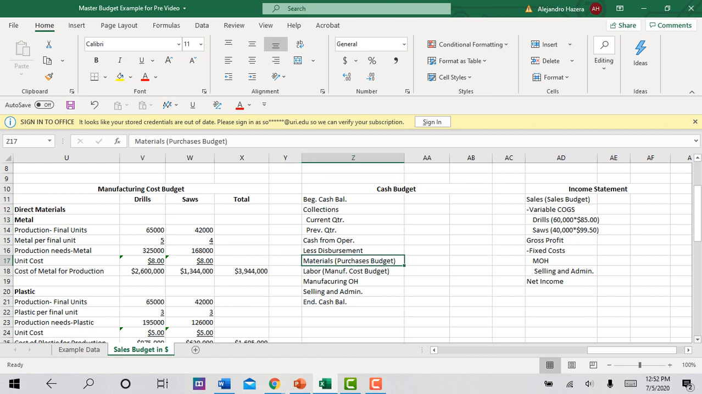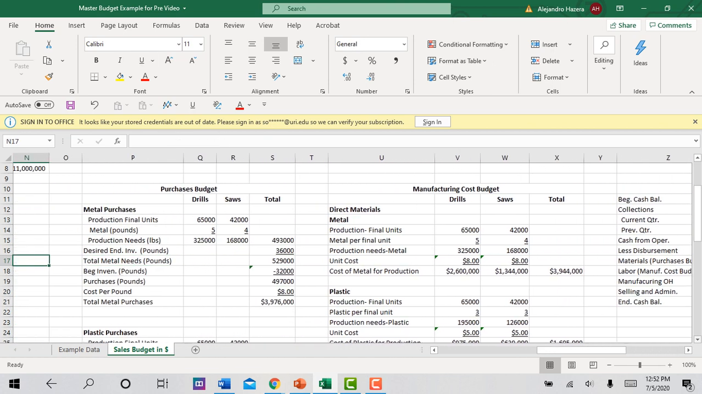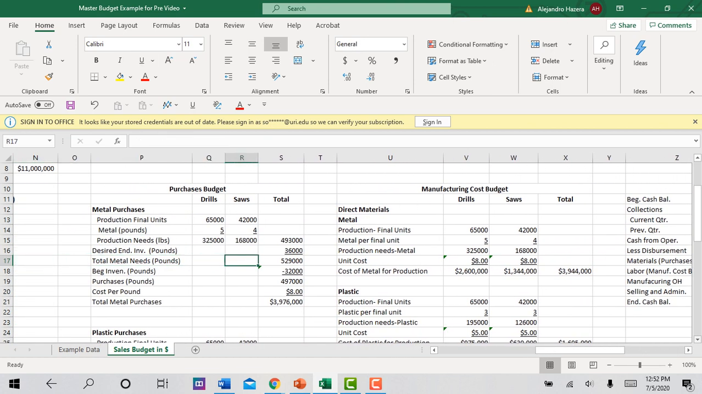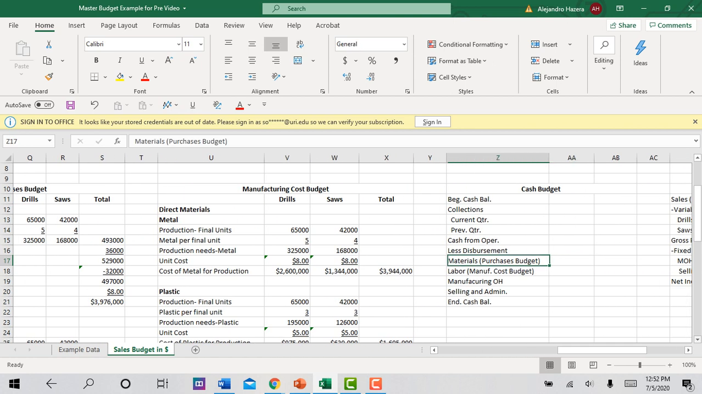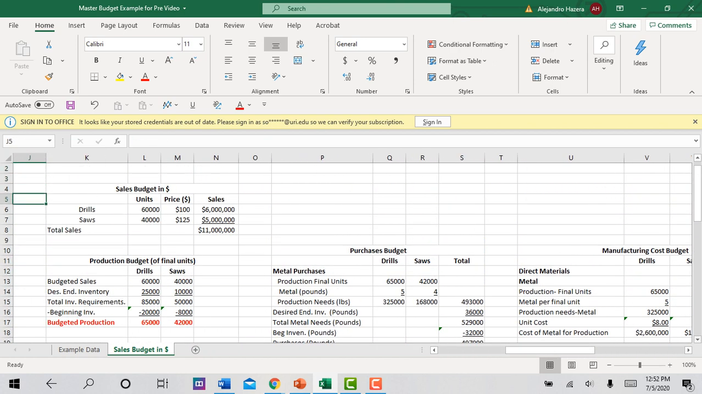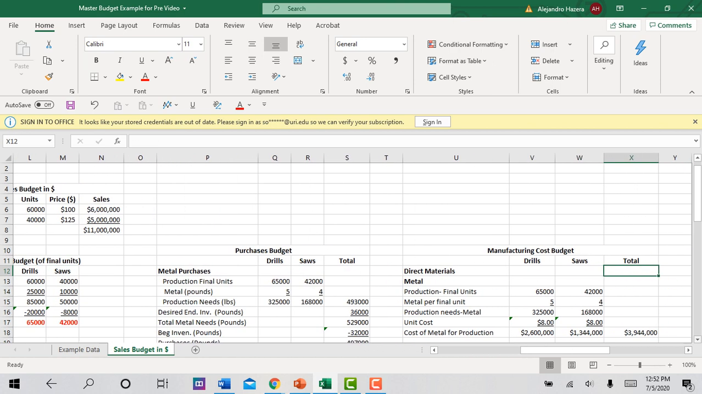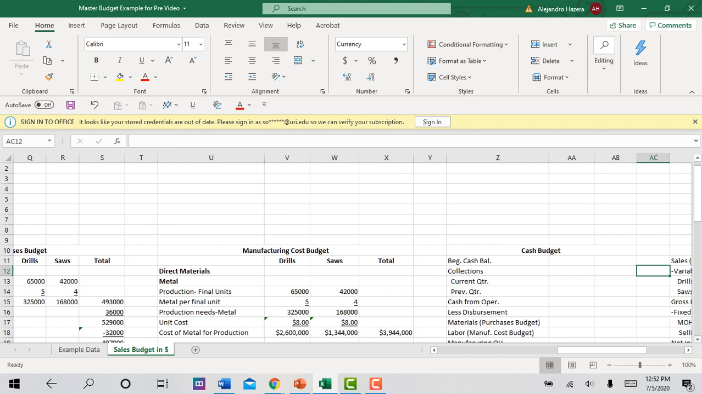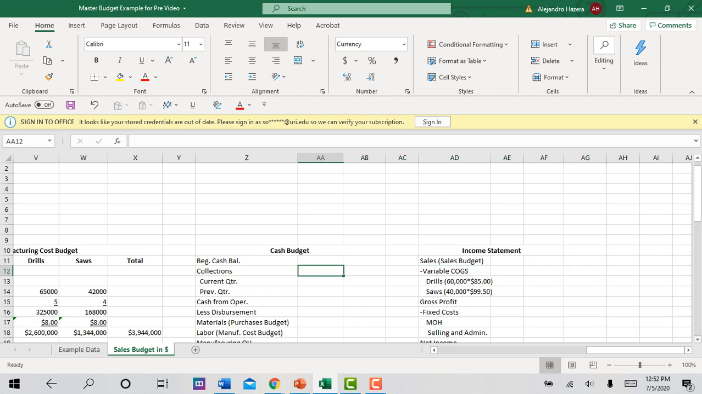Then we're going to plug in numbers from the materials purchases budget, and then some costs for the manufacturing from the manufacturing costs. So the cash budget brings together your sales budget, your purchases budget, and your manufacturing budget. It brings everything together on a cash basis only, and then it's a small step from the cash budget to the income statement.